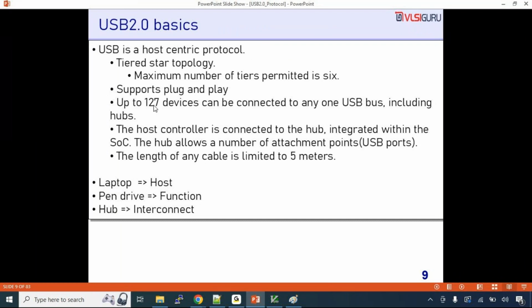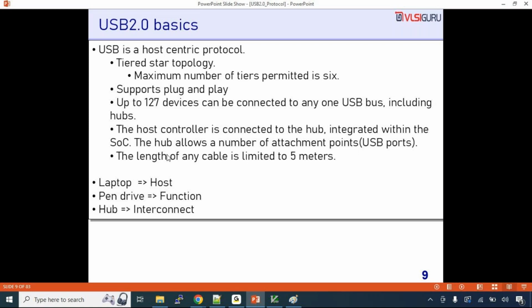No, right? Generally no, sir. In all normal use cases, you connect only 2, 3, or maximum 4, 5 USB peripherals, not more than that. Next, the host controller is connected to the hub integrated within the SoC. Host controller means here the USB controller we are talking about. The hub allows a number of attachment points. It is the hub which allows maximum other USB devices to be connected.